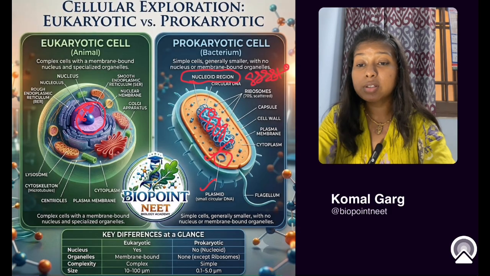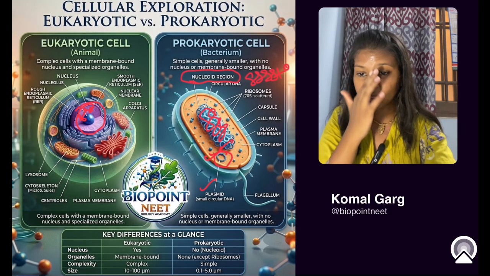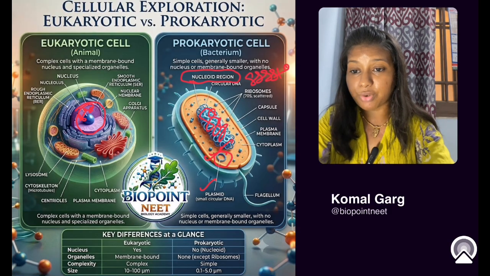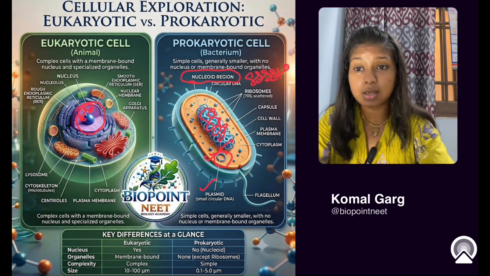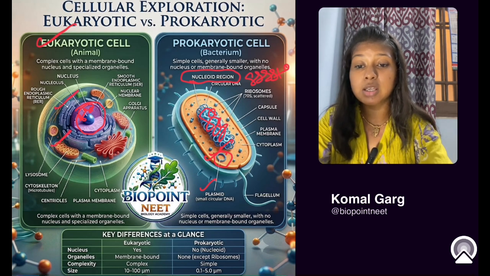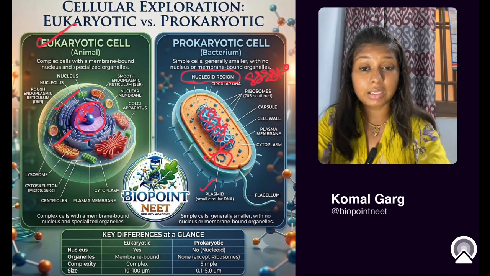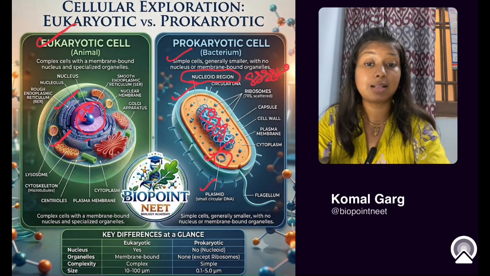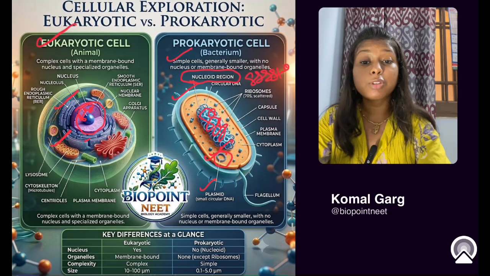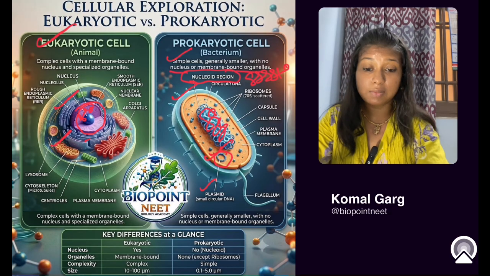Another difference we can see is complexity. The eukaryotic cell is very complex. We can see various microtubules, various organelles, or various nuclear membrane-bound parts present here, whereas these are lacking in the prokaryotic cell. So prokaryotic cells are basically simple cells. They are simple cells with no nucleus or membrane-bound organelles.